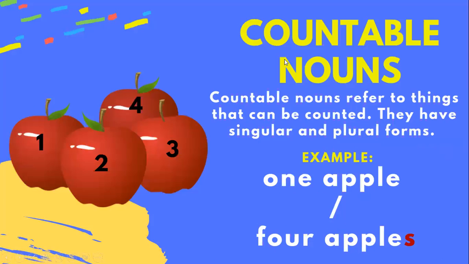So countable nouns, here we have the definition. Can you help me to read the definition, please, Miss Rebecca? Countable nouns refer to things that can be counted. They have singular and plural form. Exactly, countable. You can count it with your hands, right? For example, one apple, four apples. As you can see, singular, one, and plural, more than one, right? That will be for plural.